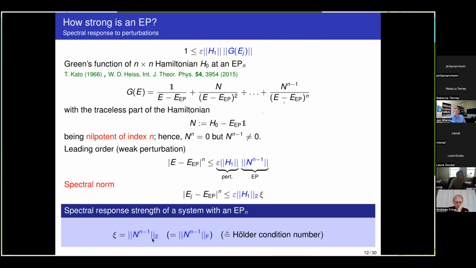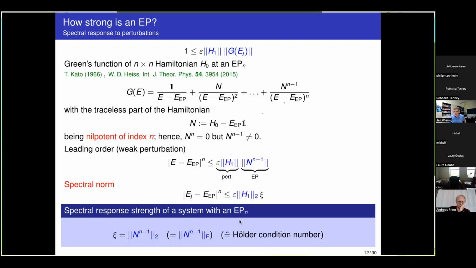One funny thing is that you can also use the Frobenius norm here, simply because the matrix N to the power of n minus 1 is of rank 1. And in this very special case, the Frobenius norm gives the same value. But for h1, I have to take the spectral norm.